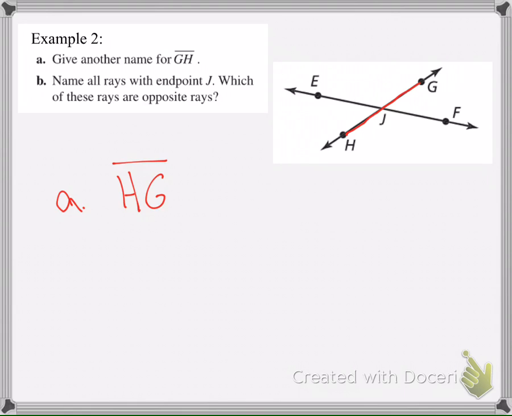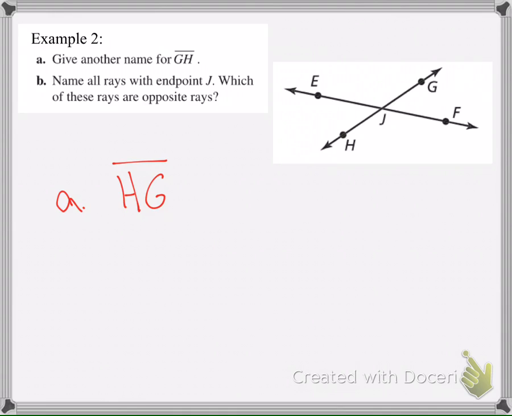Now part B, it says name all rays with endpoint J. So we want all my rays to start here in the middle at J. All my rays are going to start there at J. So let's get rid of this segment. Name all rays with endpoint J. Which of these rays are opposite rays?